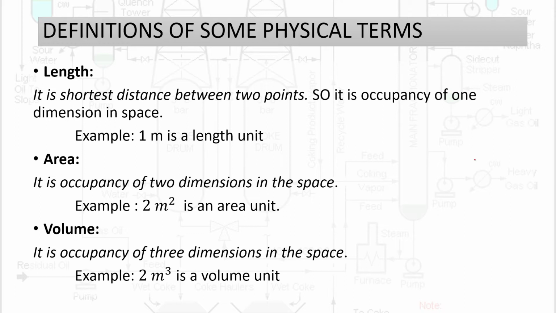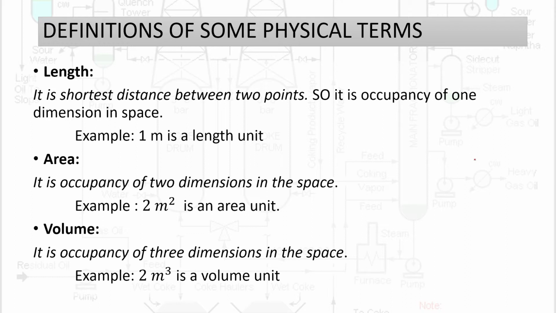Length. We know, all of us, that the meaning of length, we can describe it as the shortest distance between 2 points. It is occupancy of one dimension space. For example, 1 meter. If we say 1 meter, it means a length, unit of length. Area is occupancy of 2 dimensions in the space. The first one, which is the length, is 1 dimension. The other, which is the area, is 2 dimension occupancy in the space.